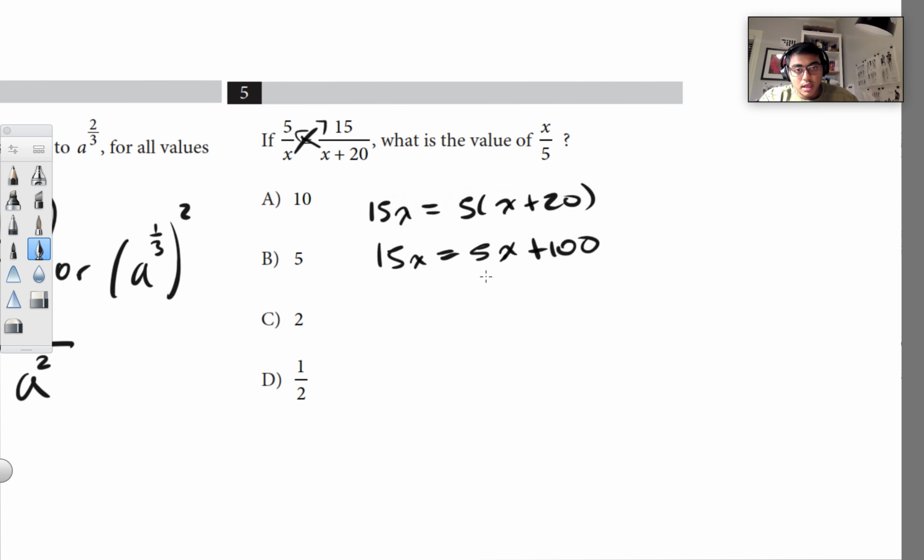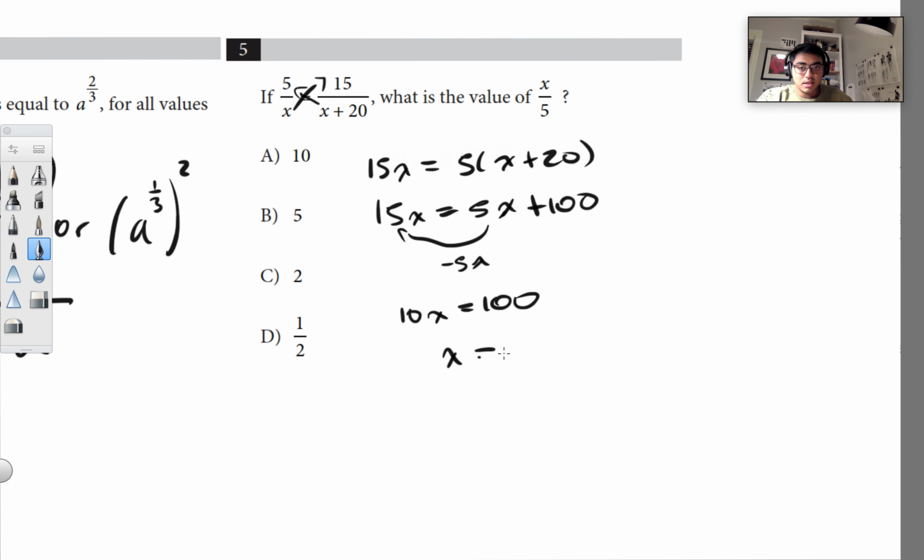See? And we can move this here by subtracting. So 10x is equal to 100. So we know that x is equal to 10. Now, hold up there. We know 10 is an answer choice. And this is a mistake that happens often. Sometimes they will not ask for the variable itself. They might ask you to manipulate it a little bit before you answer.